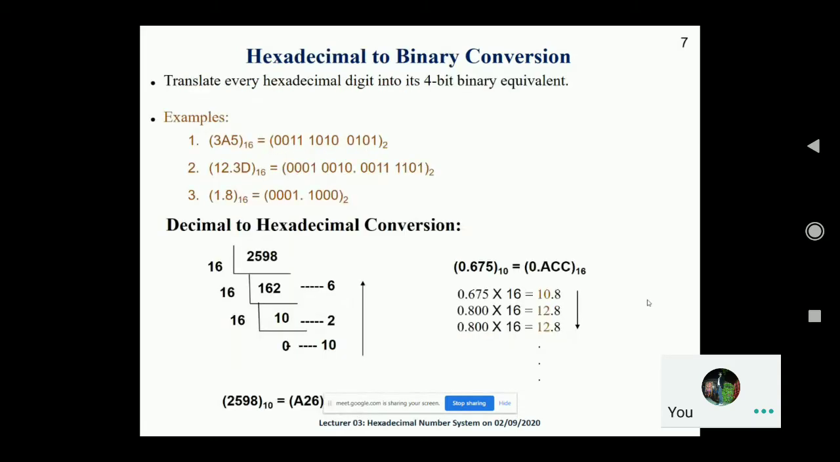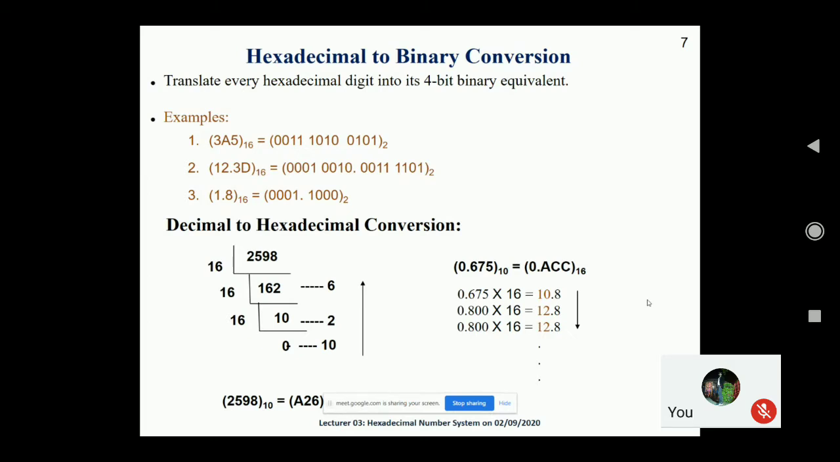Now, hexadecimal to binary conversion. Translate every hexadecimal digit into its 4-bit binary equivalent. So 3 is represented as 0011, A as 1010, and 5 as 0101.